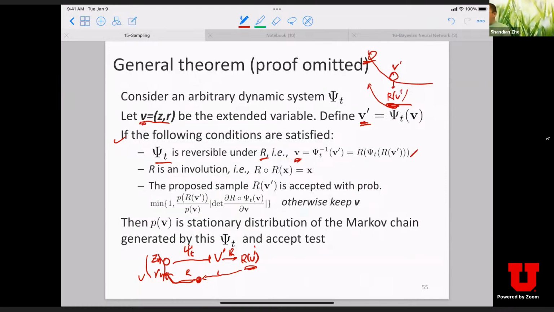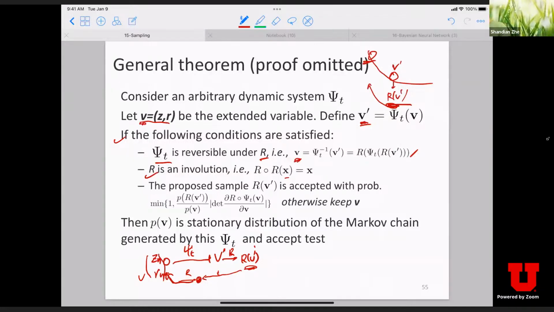The second condition is that this R operation must be an involution, meaning that you apply R to X and apply R again, and you recover X. In a Hamiltonian system, our operation is just to negate the momentum. So you negate the momentum, then negate the momentum again, and it will be the same as the original momentum, right?